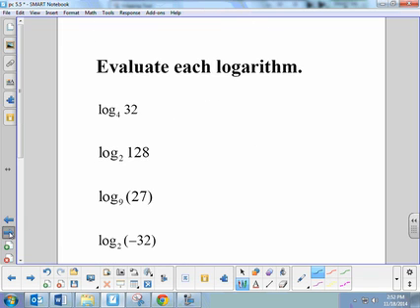Yep, I got everything on that page. Okay, well, we're going to use our knowledge of that to evaluate some logarithms. On the first one, I've got log base 4 of 32.